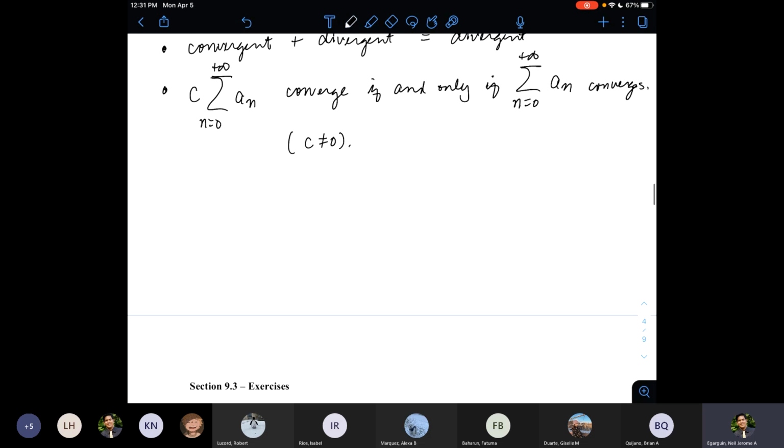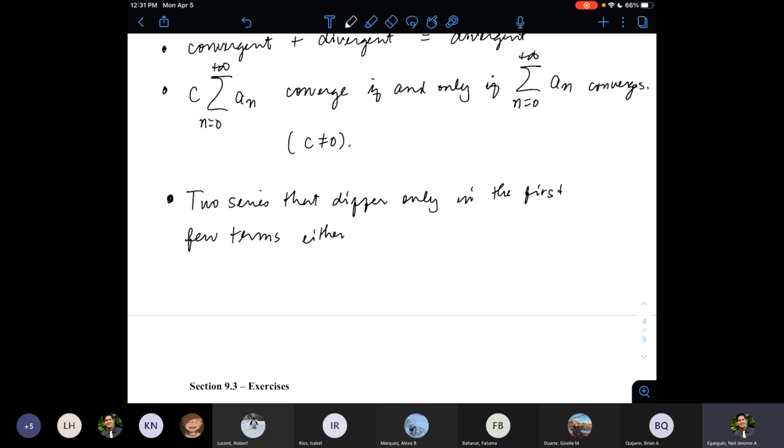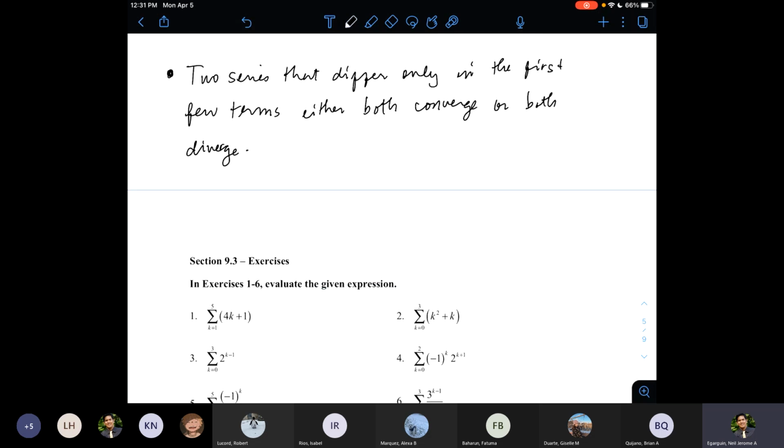Okay, and then the last thing that you can remember is that two series that differ only in the first few terms either both converge or both diverge. Okay. So an example of this is that you have the summation of 1 over k plus 1, k going from 1 to infinity.